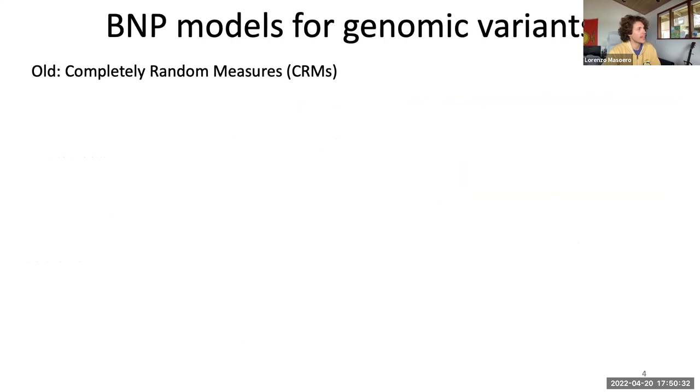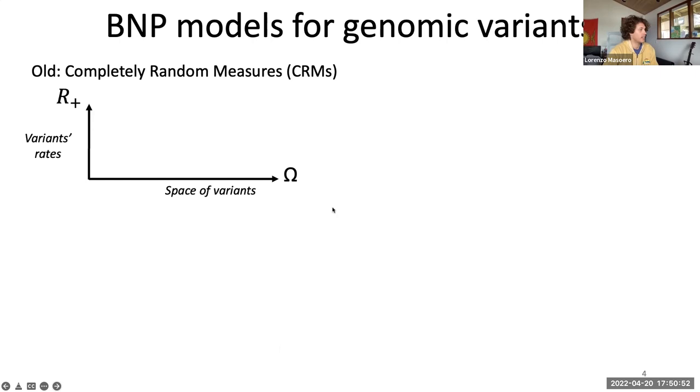Just to wrap up visually what we've discussed, I guess the old framework that people typically thought about was that of completely random measures. And so the way it worked there is that we imagined a space of variants, kind of like an abstract space that I'm here denoting by omega, and paired the space of variants with corresponding rates, that is, non-negative values. In this context, a variant is really represented by a location, which could just be an index for our purposes, paired with a rate that you can think of as the probability of the variant appearing in the population. And we do so for basically infinitely many variants.